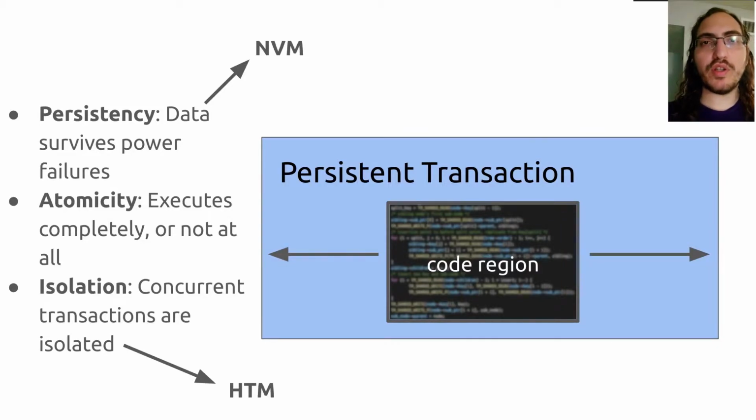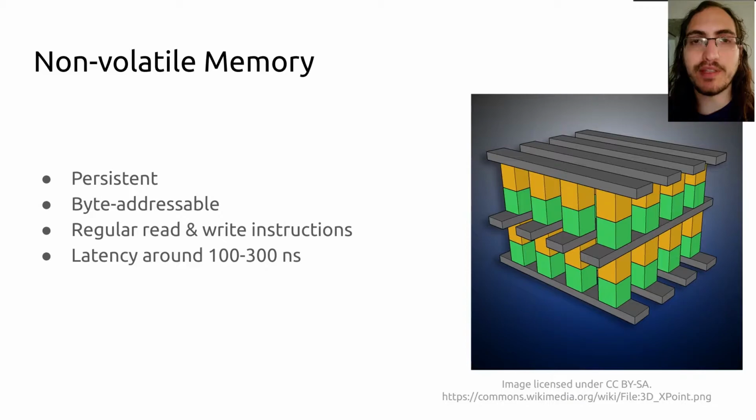To provide isolation, we want to use hardware transactional memory, which is an efficient concurrency control implementation within the hardware itself. And for the persistency, we want to use non-volatile memory. Non-volatile memory, such as Intel Optane DC memory, is a new class of memory that is persistent, meaning that it does not lose data on power failure. It's also byte addressable and it can be accessed with regular reads and writes.